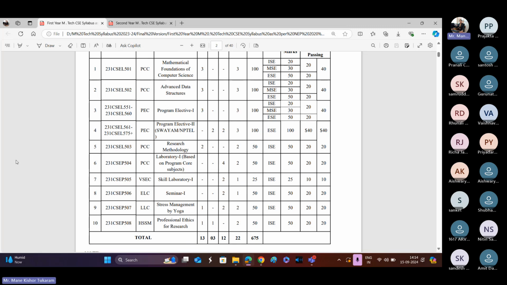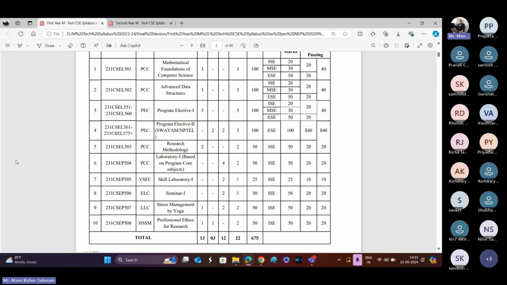Again, laboratory 1 is based on the mathematical foundation of computer science and advanced data structures subjects. Okay, so whatever the two core subjects are there, this particular laboratory is given based on them. So total 8 experiments from advanced data structure and 4 experiments from mathematical foundation of computer science. You have to implement that, and you can use any language, C, C++, Java, Python, whichever language you are comfortable with. Implement whatever assignment, and submit it with a printout, so that the assessment is done for the ISE out of 50 marks.